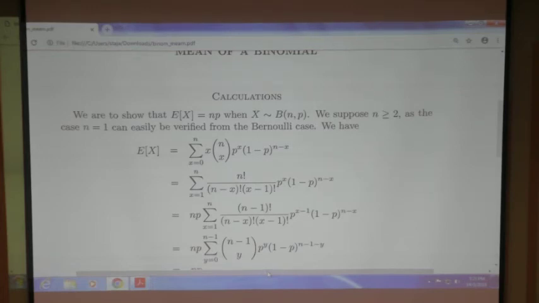All right, thanks. Okay, so the expected value of x is np. X is distributed binomial, where n is the number of trials and p is the probability. And I'm going to suppose n is at least 2. The case n is 1 we have done already. It's the Bernoulli.